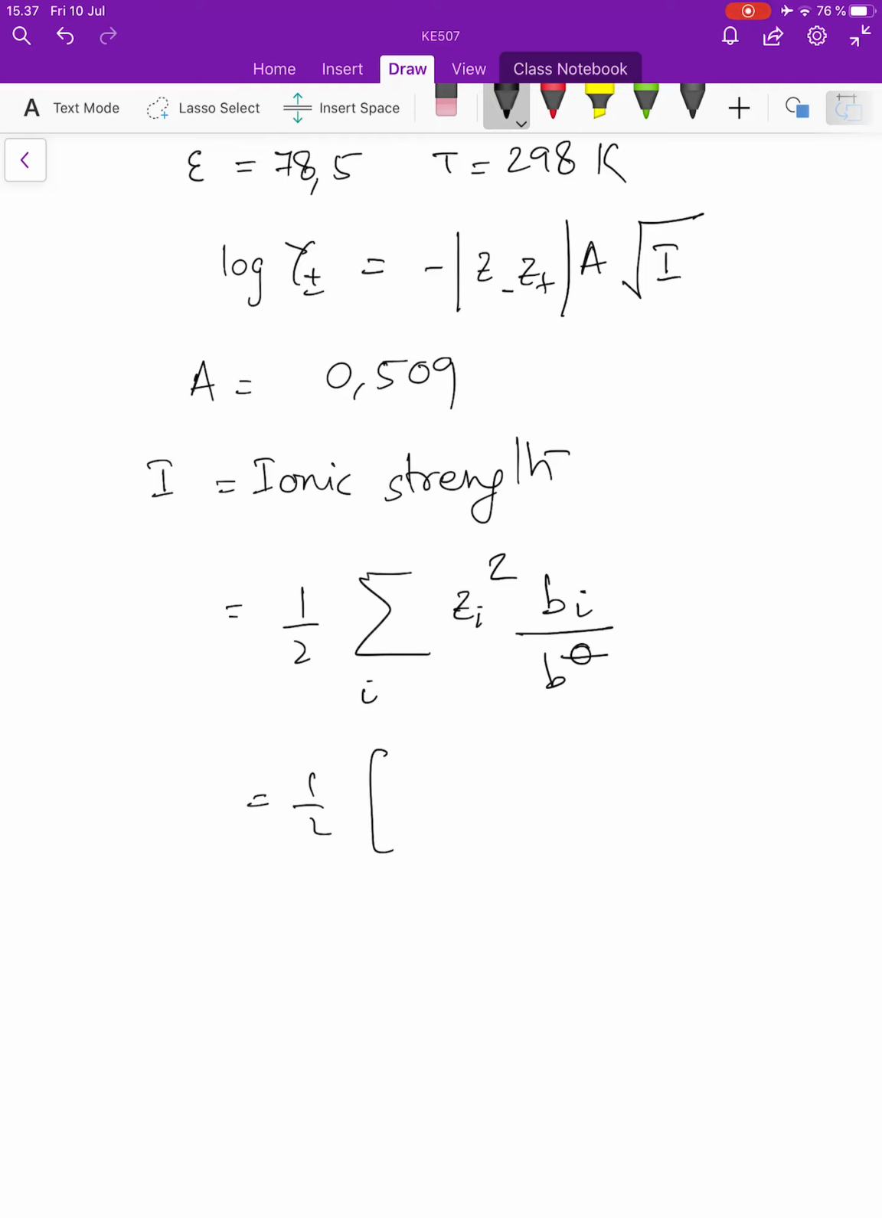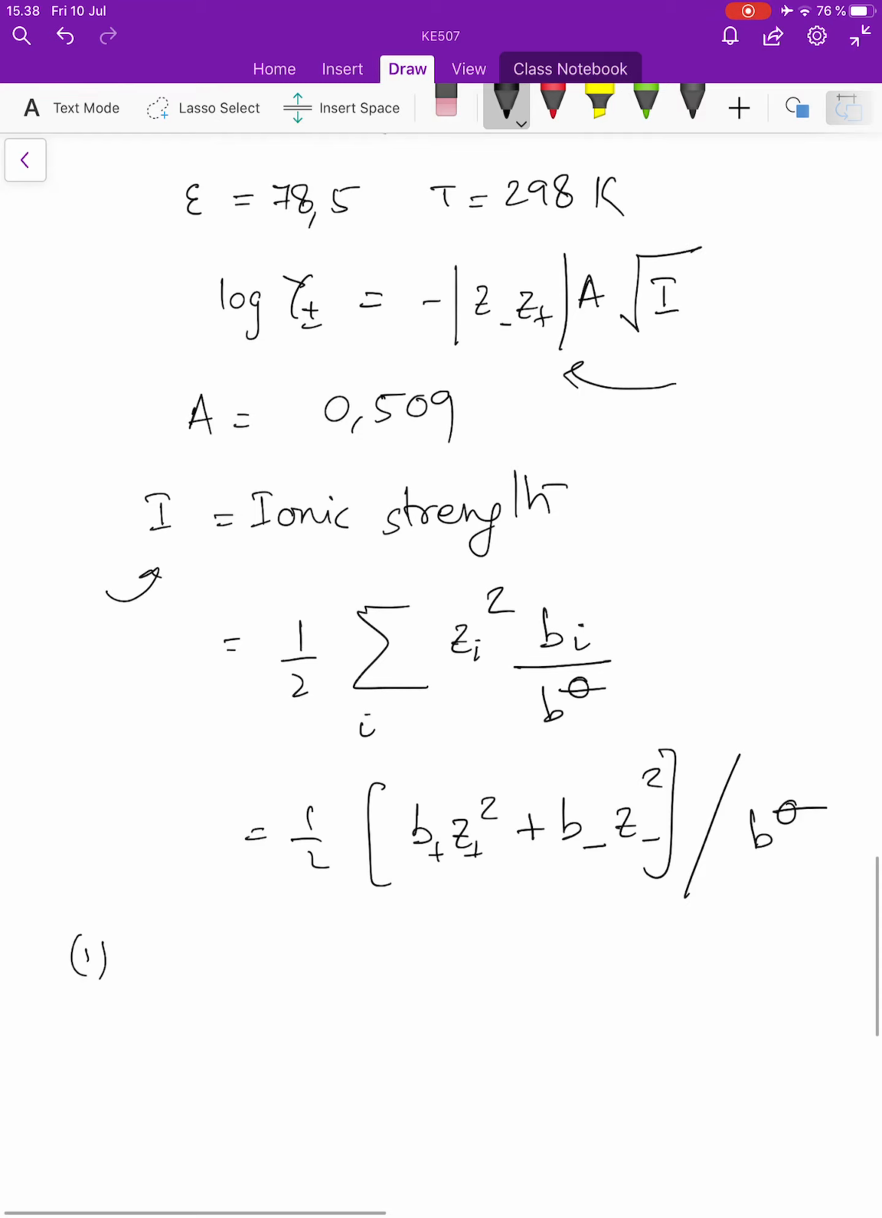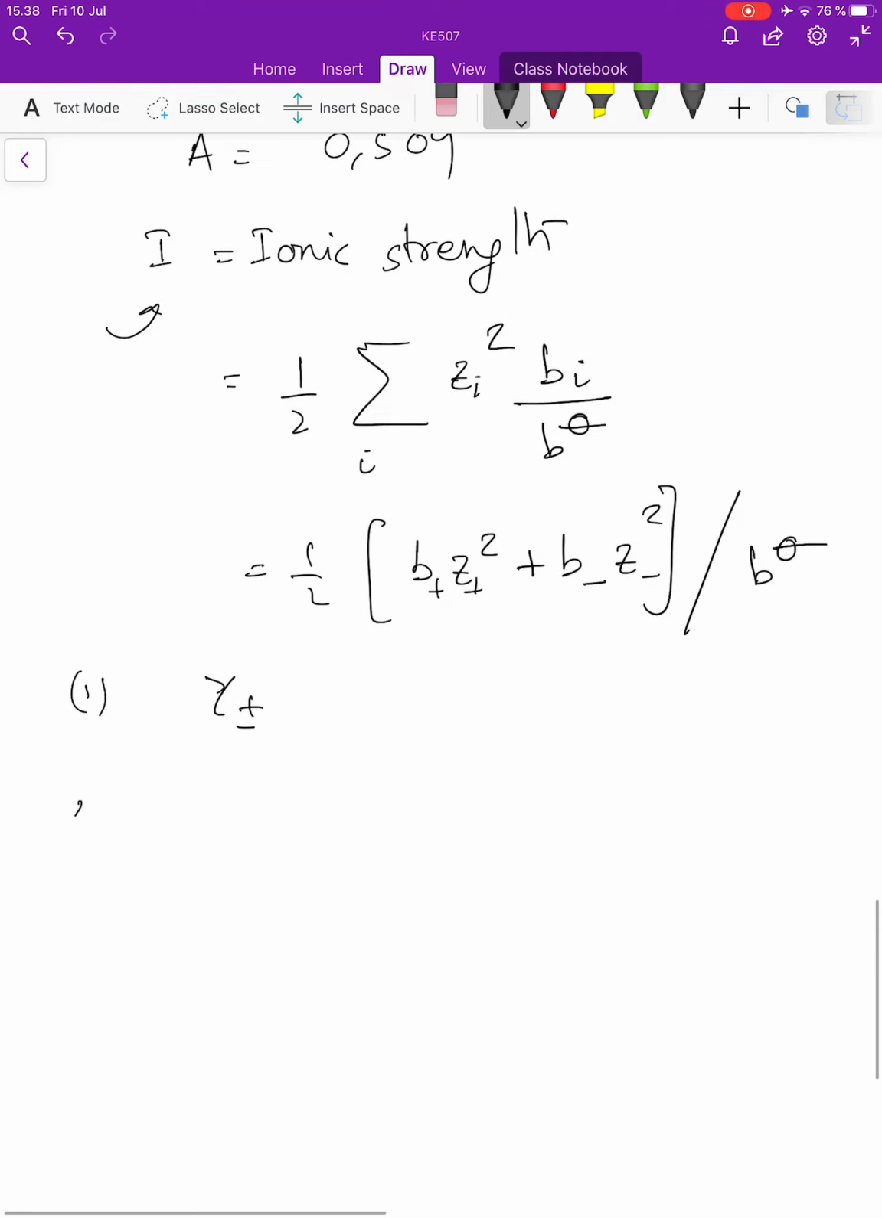So this could be, for example, for a simple system, the molality divided by standard molality. So there are two things to note here which are important. First, if you have a solution with several electrolytes, all the ions will contribute to the ionic strength. But in this equation, Z plus and Z minus will only refer to that electrolyte for which we are trying to calculate gamma plus minus.